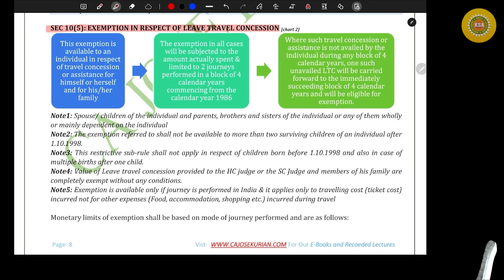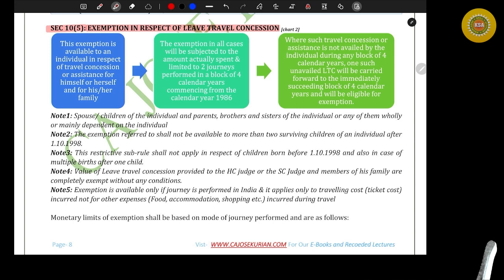Of course, yes. What is that benefit? You don't have to spend anything for the travel that you are doing right now, because I'm sponsoring the travel. It should be considered as a perquisite, a benefit. But the department says you can claim an exemption under section 10(5), subject to certain conditions. If you are traveling within India and your employer is either sponsoring the travel or reimbursing the actual expenditure, in both cases, subject to certain conditions, you can claim an exemption under section 10(5).